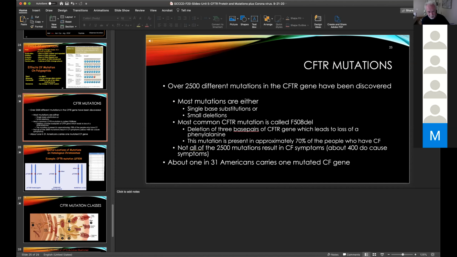The most common mutation is called F508del. What that means is that at nucleotide position 508, there's a deletion of 3 base pairs, which leads to a loss of the amino acid phenylalanine. That's what the F stands for in the code. This is the most common of the mutations in CFTR, and about 70% of the people who have the disease have it caused by this mutation.